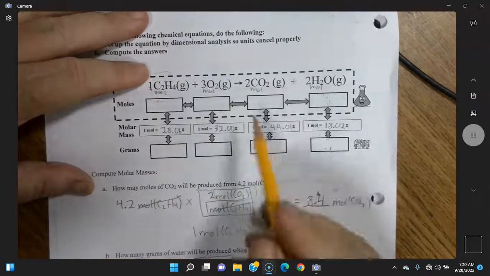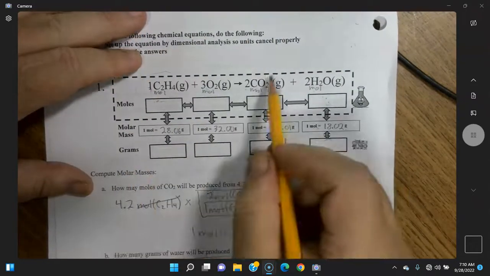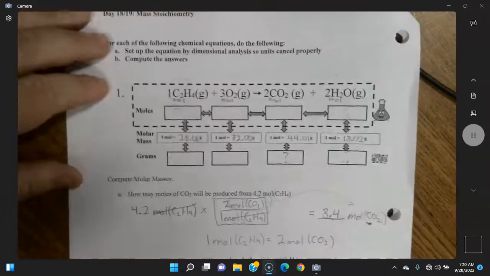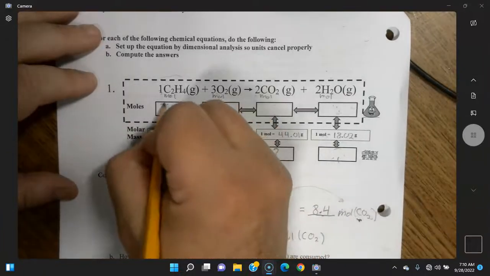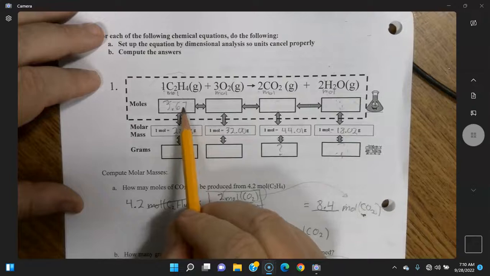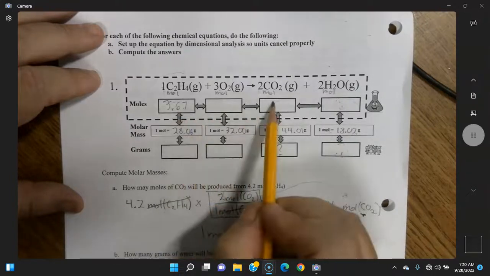Okay, so we need to get grams of CO2. So grams row underneath CO2, right there, that's where they intersect. And it's 3.67 moles of C2H4 right here, 3.67. So we need to start here and end up here. So you got to go sideways here.